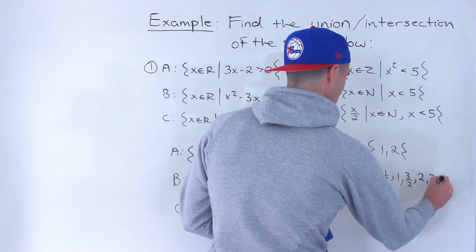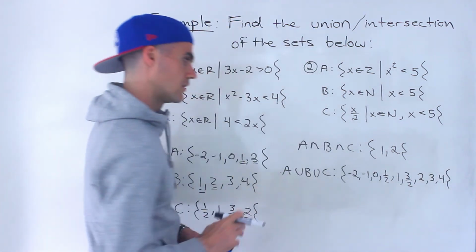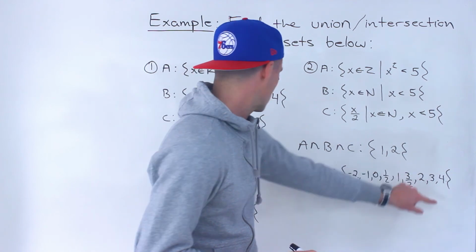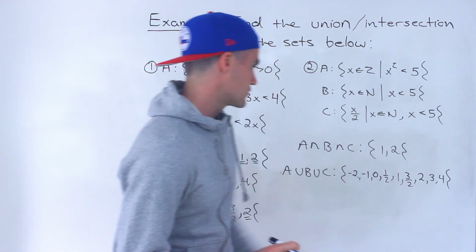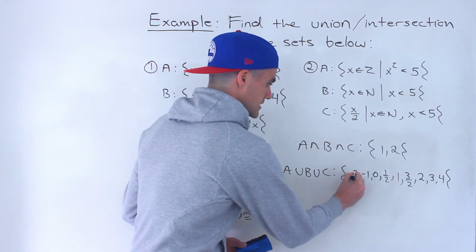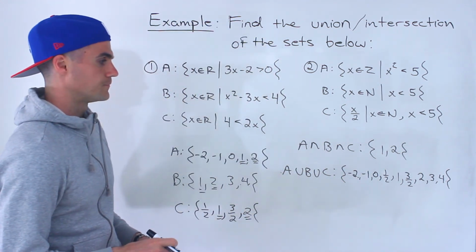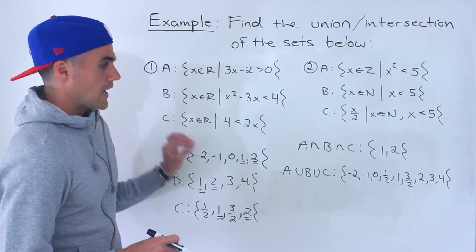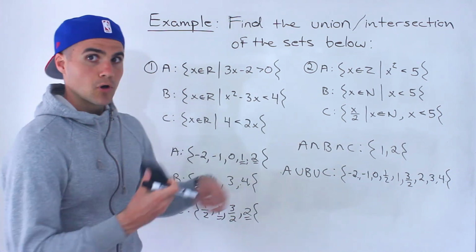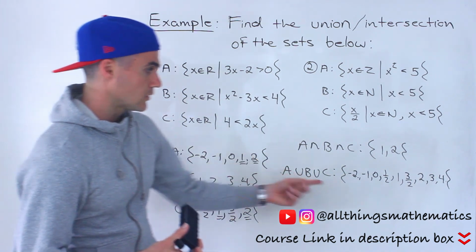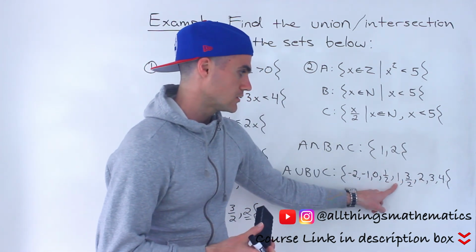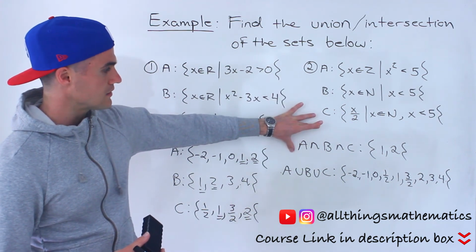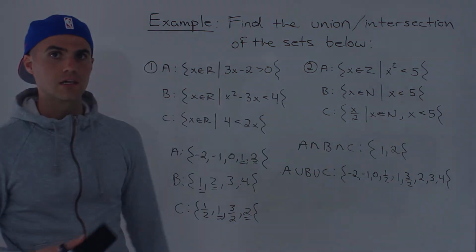2, 3, 4, like that. -2, -1, 0, 1, 2, 3, 4. And then we got the 2 fractions, right? So it's basically all of the elements in all the sets, but any elements that appear multiple times, like the 1 and 2, you only write once. You never write an element twice when you're dealing with sets, all right? So for question 2, that's the intersection right there, and then that's the union set.